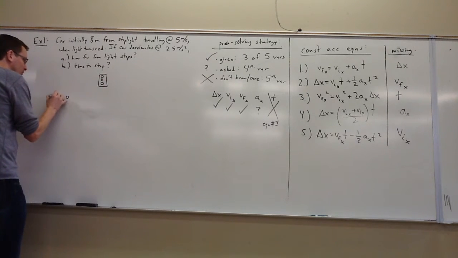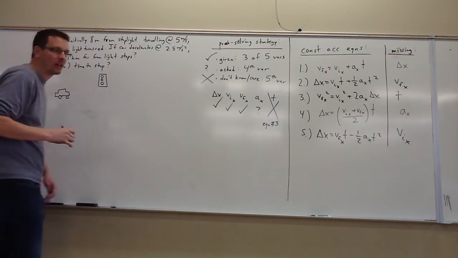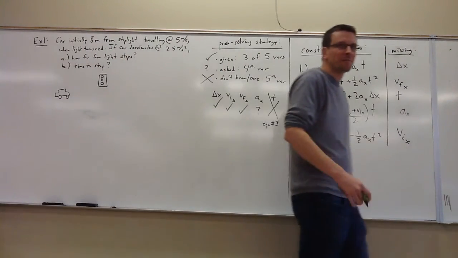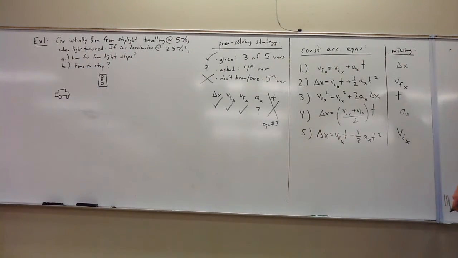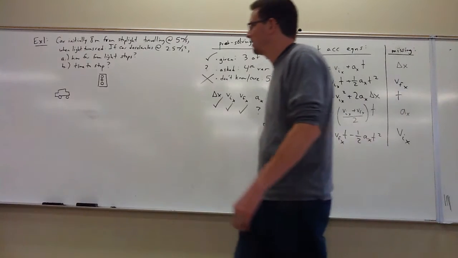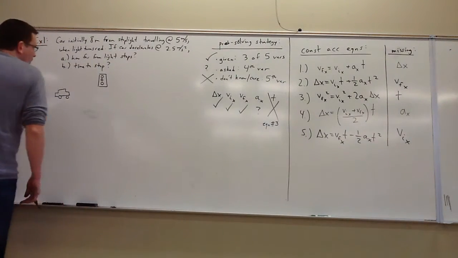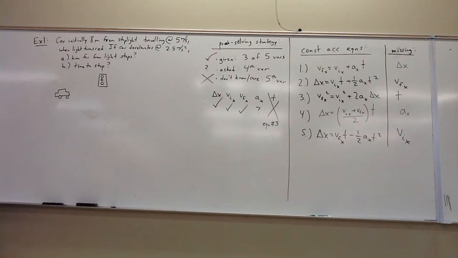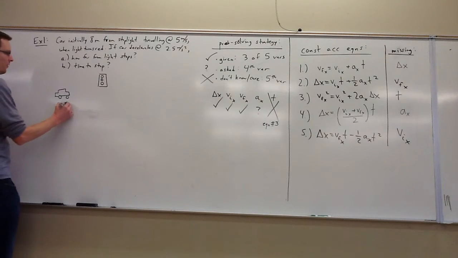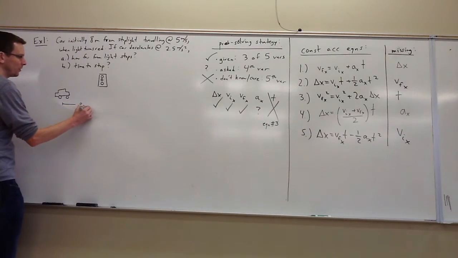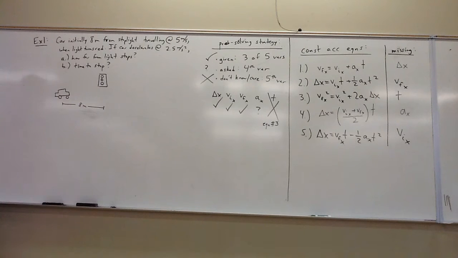You don't have to be too crazy artistic. I'm not a great drawer. But just enough to get the details. I was given that it's 8 meters from the light to start with, and I've chosen arbitrarily to draw it in this orientation. Notice the problem does not hand me what the positive axis is. I just am going to decide that. I'm going to decide that the car is coming in from the right.